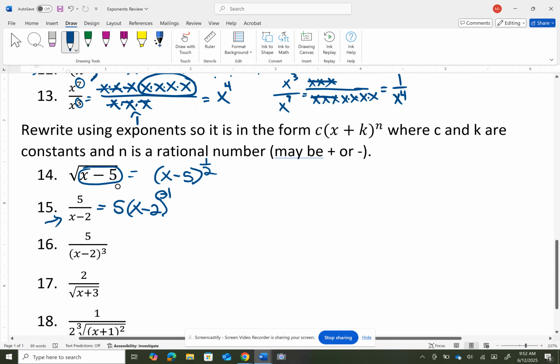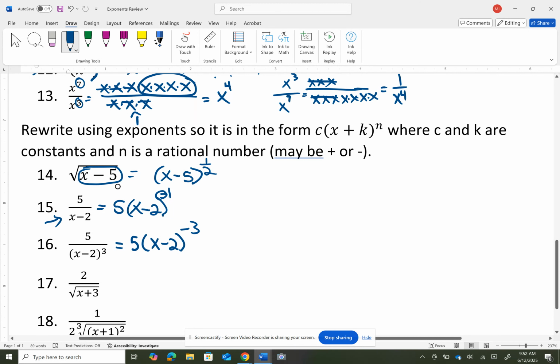So you're having to think backwards, how to take this and get it rewritten so it's some number times a quantity raised to a power. Okay? So on number 16, once you understand 15, number 16 is pretty straightforward. Wouldn't that be 5 times the quantity, x minus 2, and it would be raised to the negative 3 power.